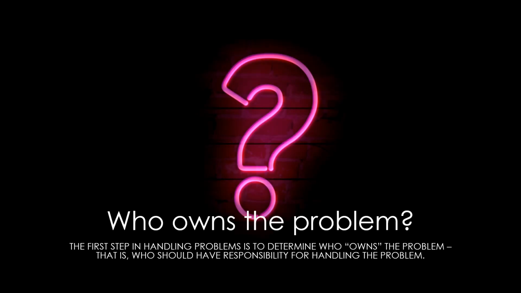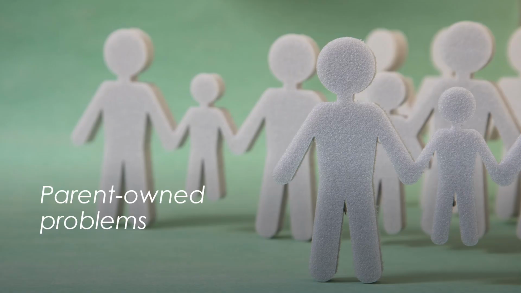So the first step in handling problems is to determine who owns that problem, or who should have responsibility for handling the problem. So if it's a parent-owned problem, with problems related to misbehavior, the parent as a leader in the family owns the responsibility for finding a solution. The discipline skills on the left side of that problem handling model, which I'm going to show you in a moment, can be used to find a solution in these cases.